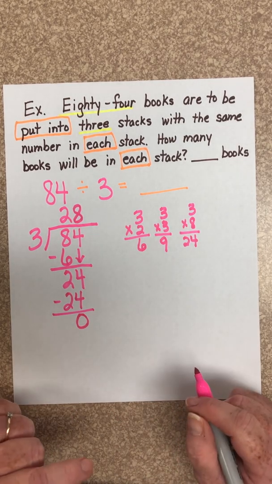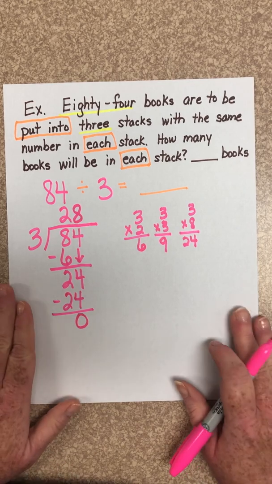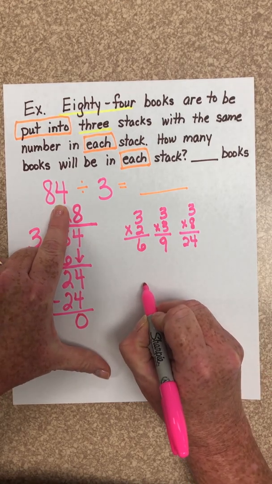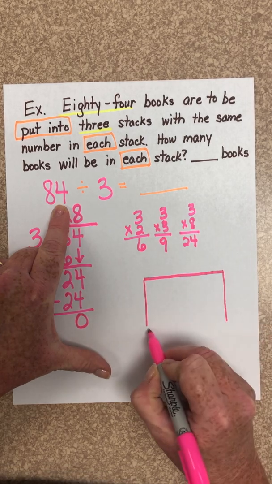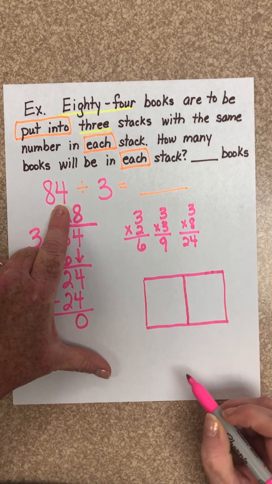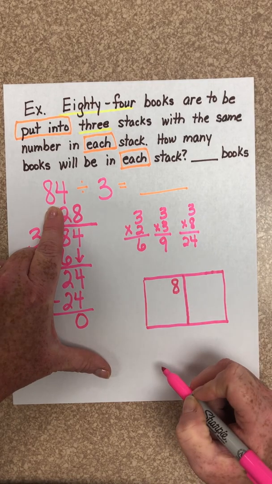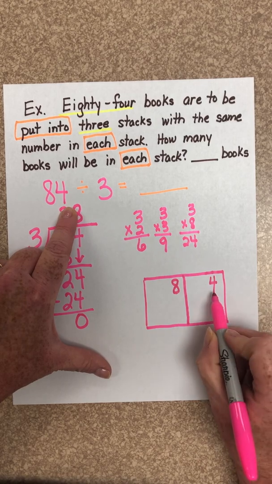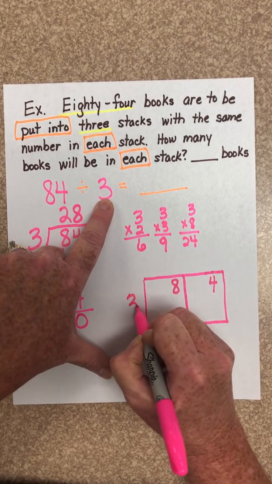Now let's do this problem again, but let's use our box method. So to do the box method, we know we have 84 and it has 2 digits. So I'm going to make my rectangle with 2 columns. The 8 is going to go in the upper right of the first column, and the 4 is going to go in the upper right of the second column. The divisor is 3, that goes out in front.